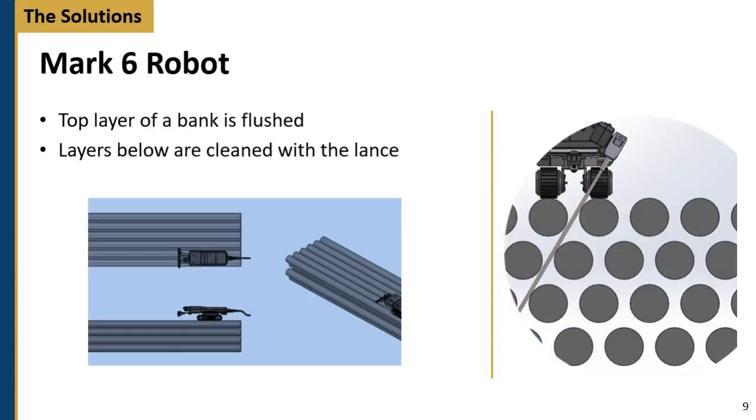So here we can see images showing flushing and lancing. The top layer of a bank is flushed and the layers below are cleaned with the lance. If we look at the image on the left, we can see the rover driving along the top layer of the furnace bank with a flush bar fitted.